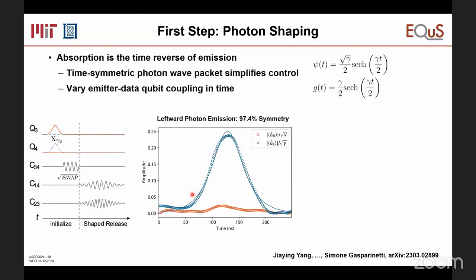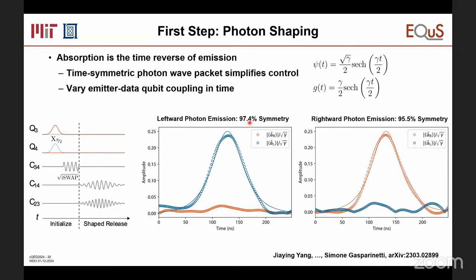And so the idea is that we tune those couplers as we shift the entangled state down to the emission qubits. We can tune the rates and the strengths such that we shape the photon. And here you can see the photon. It's not perfect, but by some metric, it's 97% symmetric. And we can do the same with a rightward photon emission, 95, 96% symmetric. So we do try to tune up close to a symmetric wave packet.